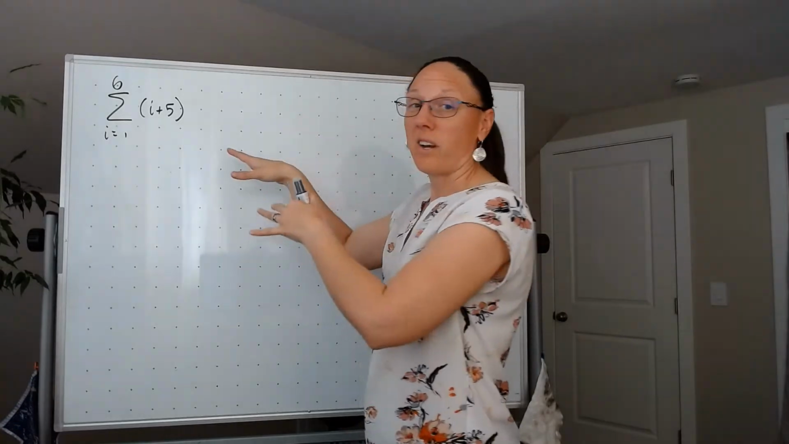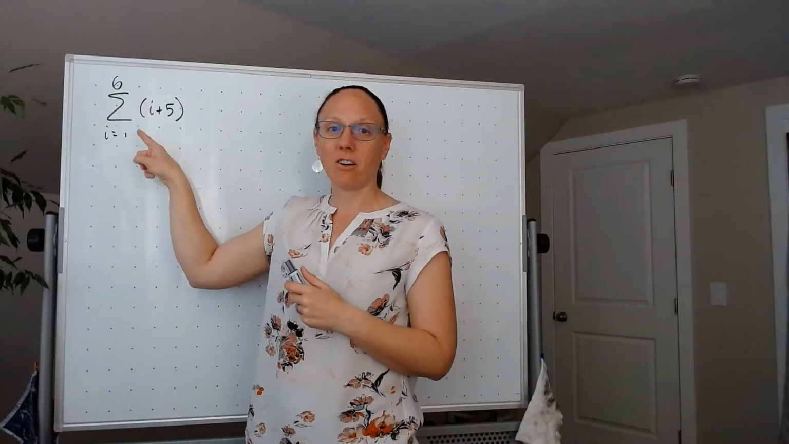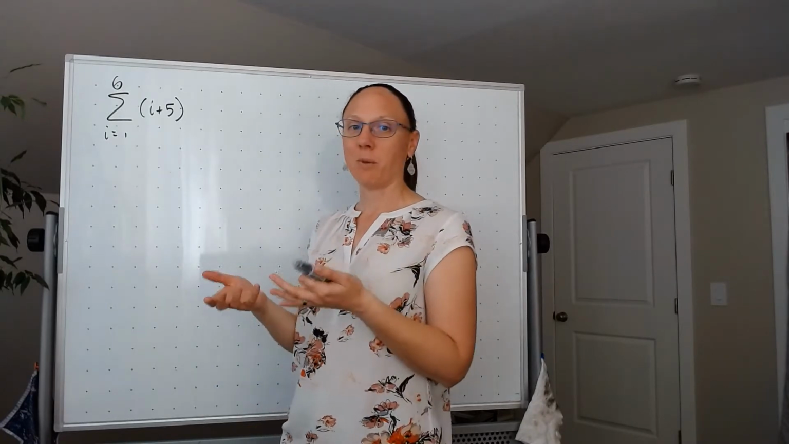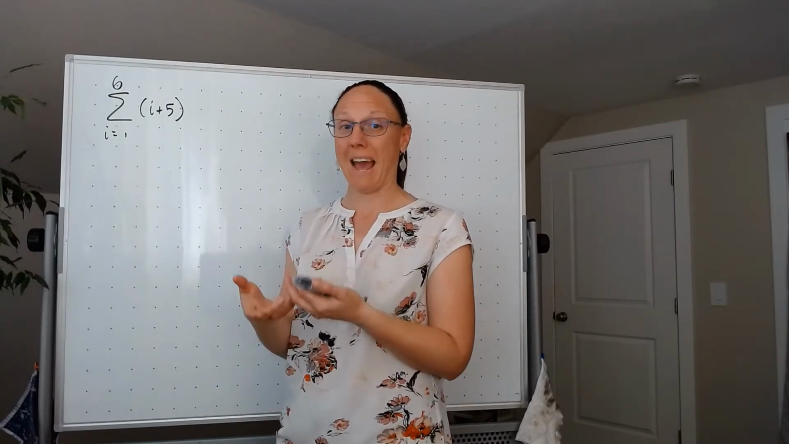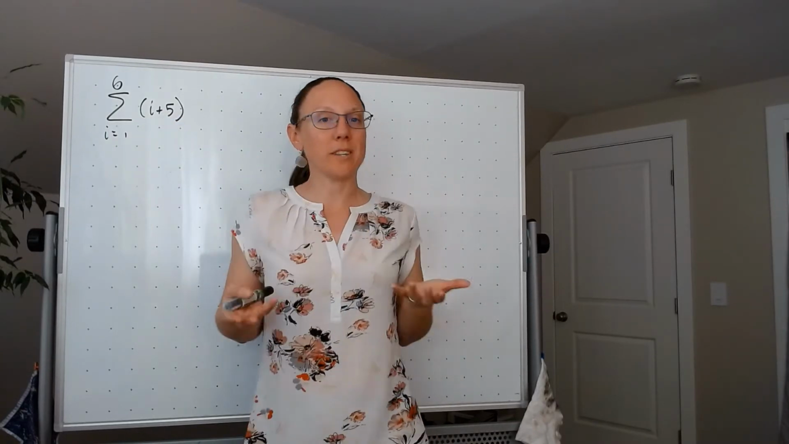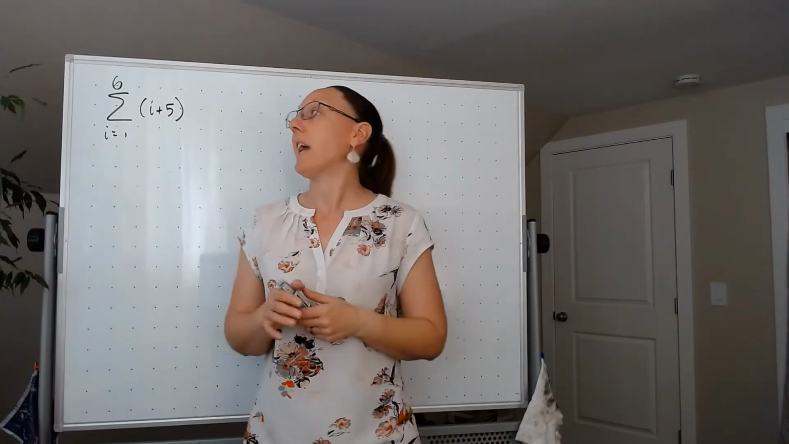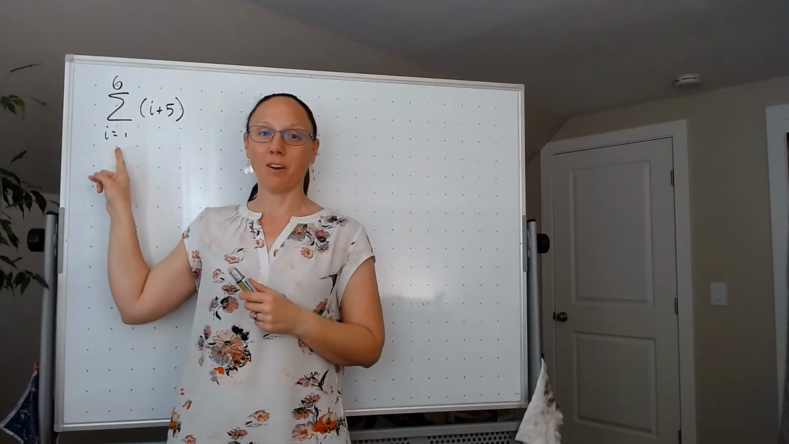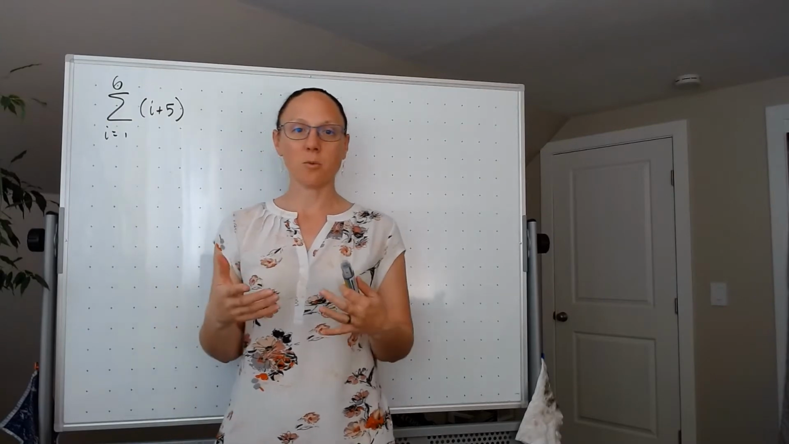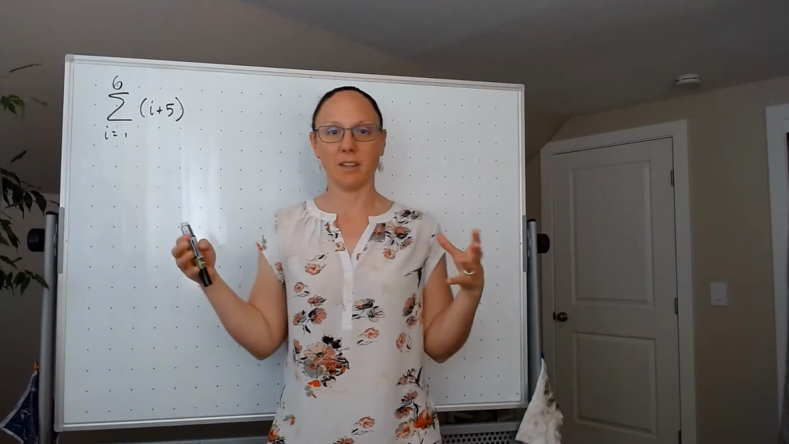So here I have one example. This letter is a capital Greek letter sigma, and sigma means we're going to take a summation. We're going to be adding things together. That i plus 5 part is telling me what's the thing I'm going to be adding together a bunch. The i equals 1 at the bottom tells me where to start. The 6 tells me where to stop. So here's what this would look like if I expanded this out.